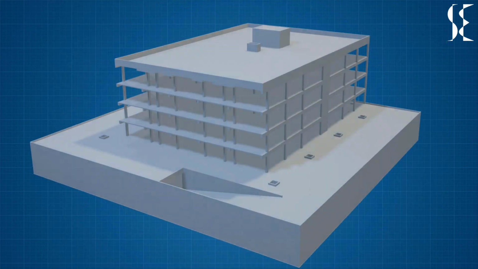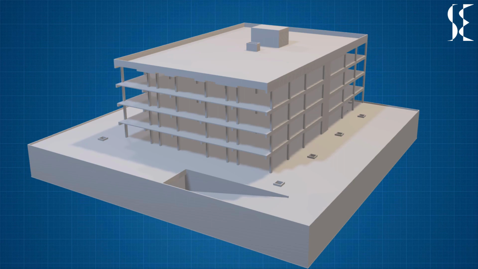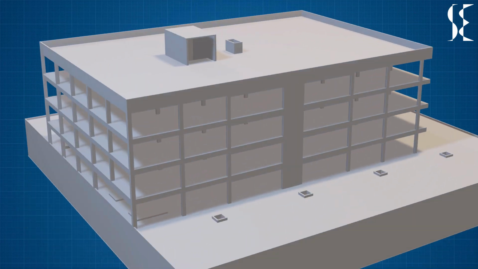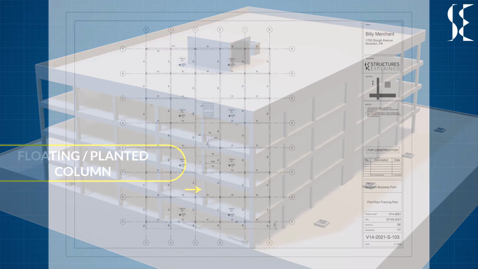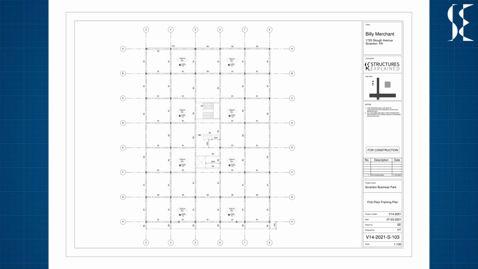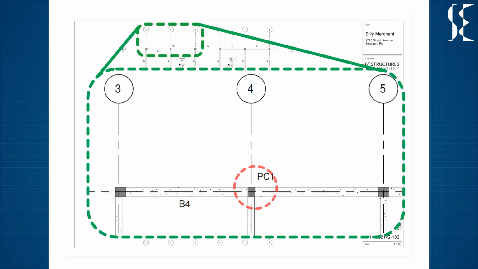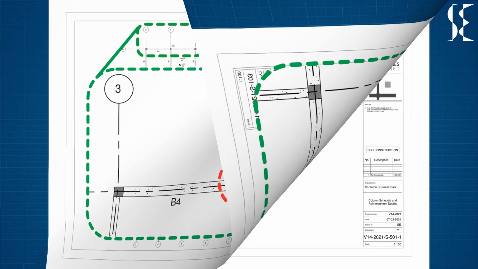Now we'll see a case where a column does not start from the foundation but starts somewhere on an upper floor. Such columns are called floating columns or planted columns. Such columns are represented in the floor plan of the floor where they start. For example, the planted column tagged PC1 starting from the first floor will be shown in the first floor plan.